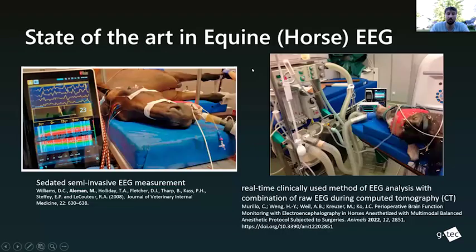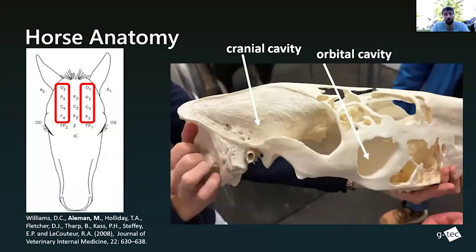When it comes to equine, so horse EEG, similar studies have been done. Often the animals are sedated, with semi-invasive measurement of the EEG, and also with computed tomography additionally. What we try to do is to make it work in a real-world setting with free movement. Similarly, for the horse anatomy, we had to select standard positions that were already researched in literature.